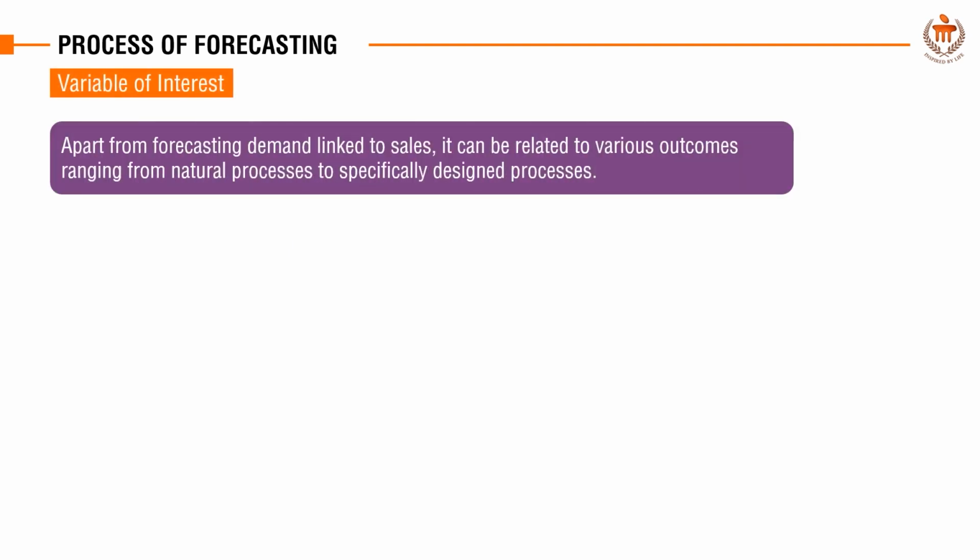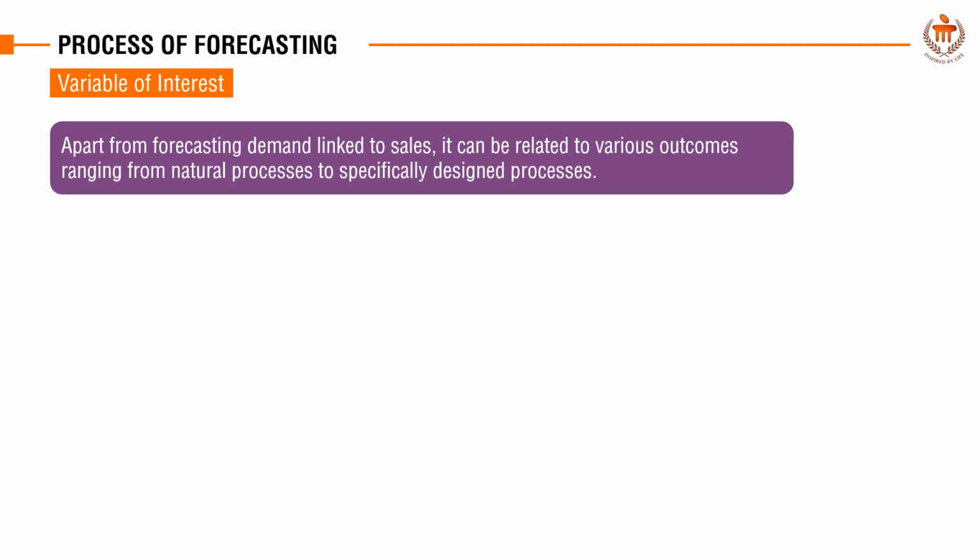Let's take a closer look at the variable of interest. In the context of forecasting, the variable of interest is a crucial factor that significantly influences the predictions being made. While it is commonly assumed that the primary focus of forecasting is demand, typically linked to sales, this perspective can be broader. Forecasting can pertain to various outcomes resulting from natural processes or specific activities designed for particular purposes.